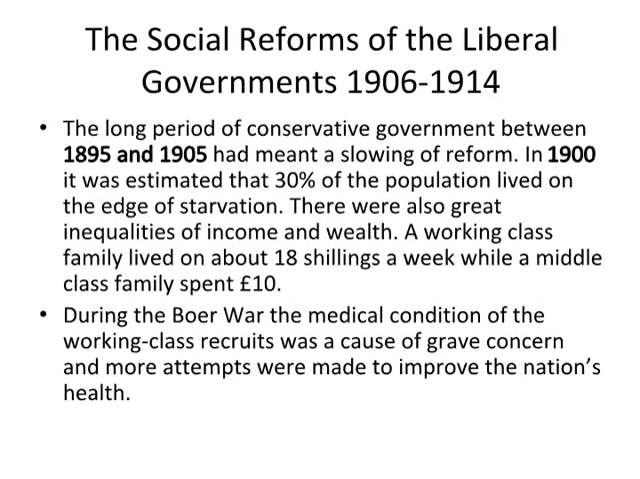The long period of Conservative government between 1895 and 1905 had meant a slowing of reform. In 1900 it was estimated that 30% of the population lived on the edge of starvation. There were also great inequalities of income and wealth. A working-class family lived on about 18 shillings a week while a middle-class family spent £10. During the Boer War the medical condition of the working-class recruits was a cause of grave concern, and more attempts were made to improve the nation's health.